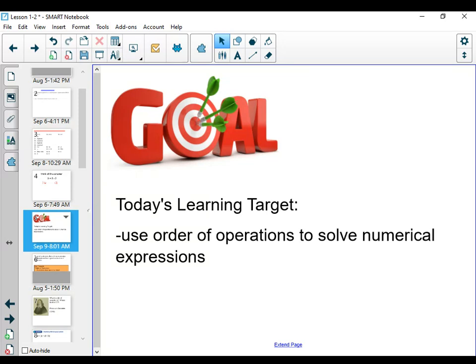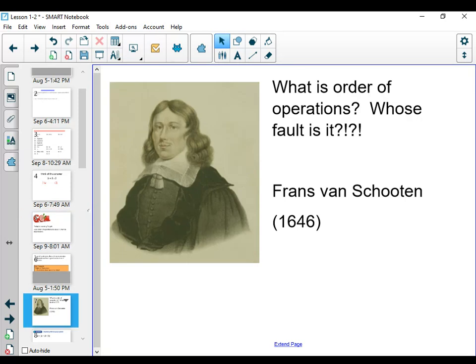Also, if you're rolling your eyes, why in the world do we have to have order of operations? You can thank our good friend, Franz von Schuten, for deciding that everyone needed to have the same answer, so he made some rules about that. Thank you, Franz, for helping us with these order of operations.